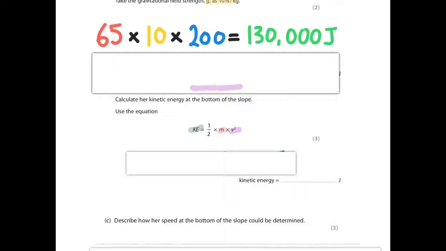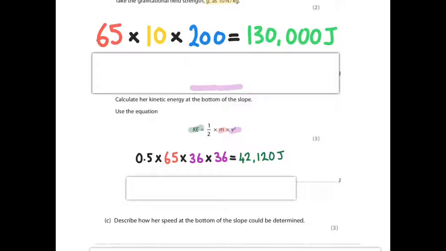Now, calculate her kinetic energy at the bottom of the slope using the equation half times mass times velocity squared. This may look scary, but it's really, really easy. Just remember to write it like this, to actually write down half as being 0.5 times by the value for mass, which was 65, times by the value for velocity squared. So you just write velocity and then you multiply it by velocity again.